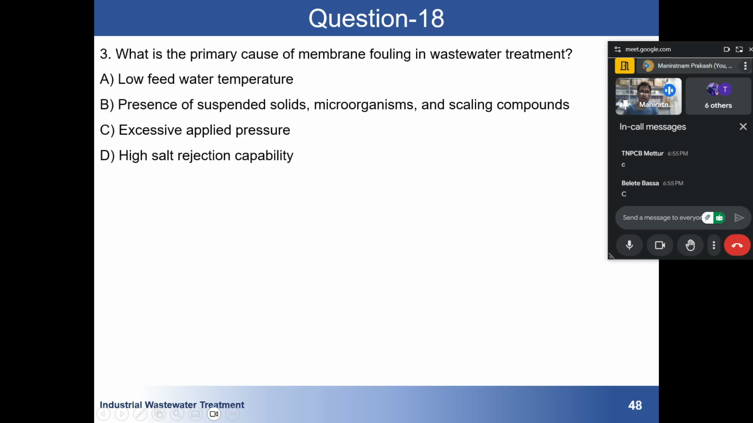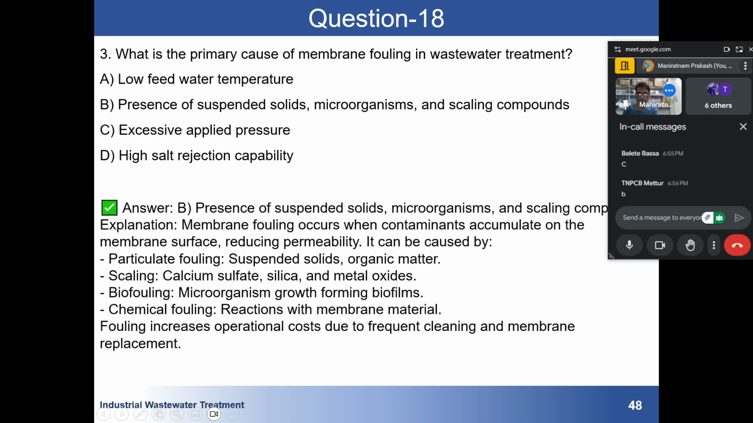What is the primary cause of membrane fouling in wastewater? Again, a very easy question. The answer is B. Presence of suspended solids, microorganisms, scaling. All these will get trapped on the membrane surface, making it fouled, and efficiency will decrease.